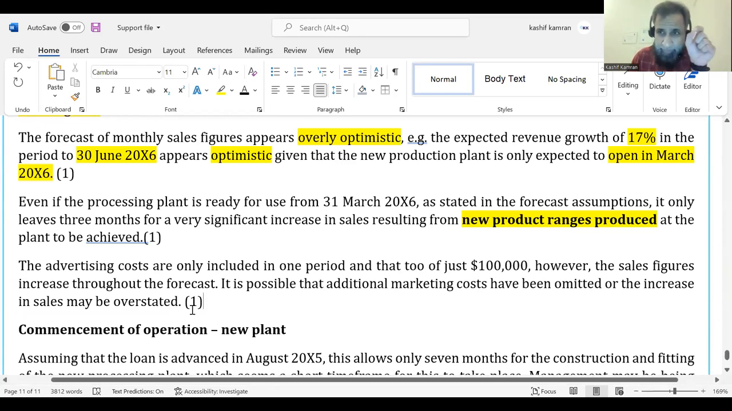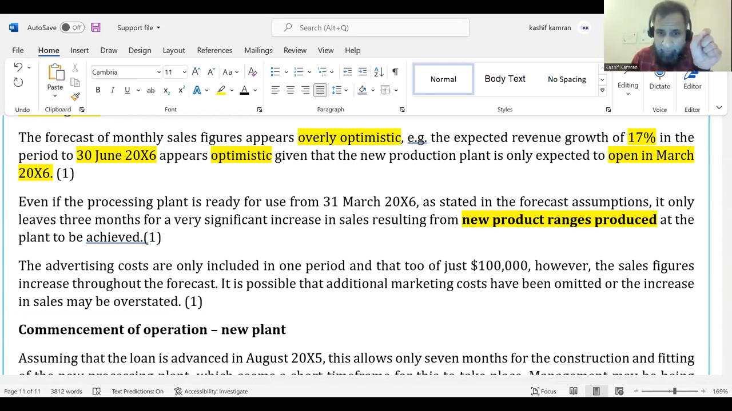So are you getting the fact of how to evaluate everyone? Are you clear? Will you carry on the rest of the answer in evaluating the assumptions? So you need to be critical. You need to be skeptical when you are evaluating the assumptions used by management. Is that clear? All of you?